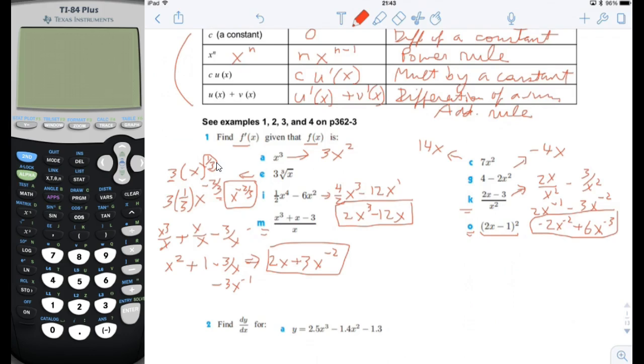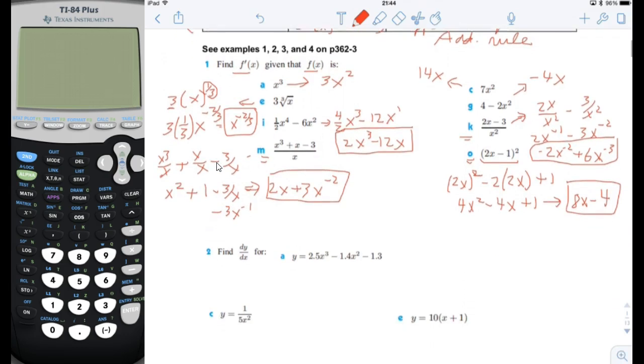So what we can do is multiply everything out. So we're going to multiply and make it into a quadratic. So 2x quantity squared minus 2x plus 1. So that would be 4x squared minus 4x plus 1. If you take the derivative of this, you get 8x minus 4. Okay?